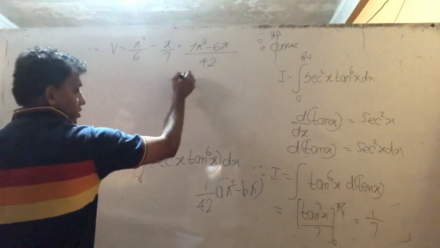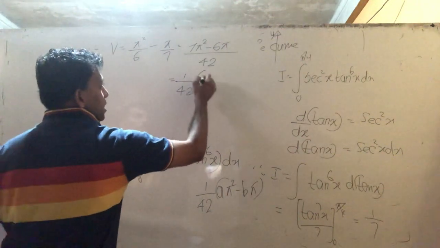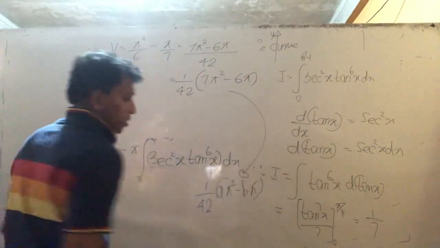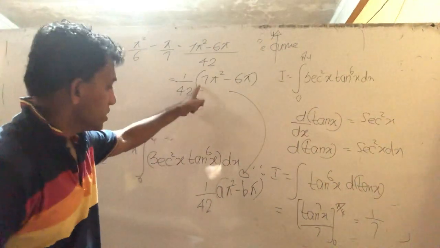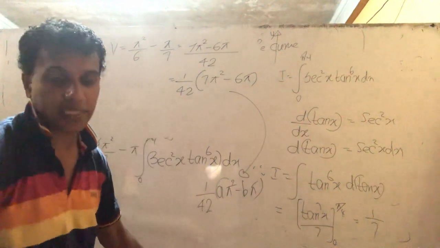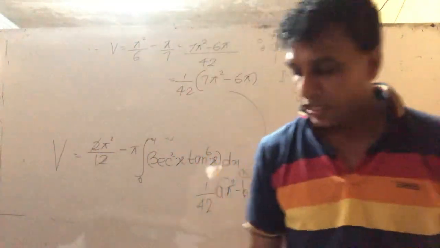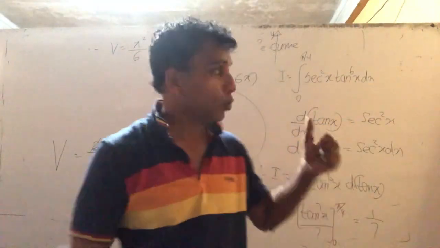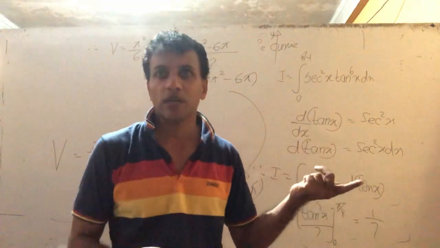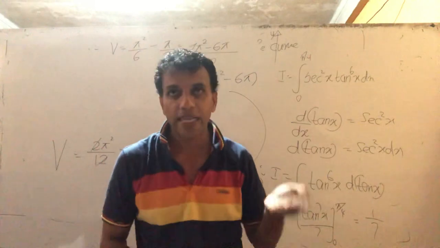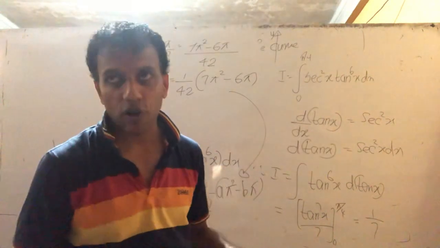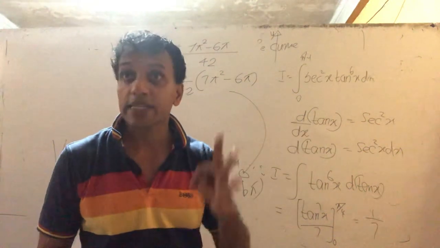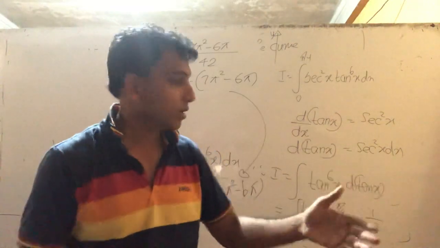If I write this, it is 1 over 42 times 7 pi square minus 6 pi. Compare with the given answer: a is 7, b is 6. This is the solution using the integration application, volume under the curve. In your syllabus, I think they newly joined this in 2018; before that they asked only the area under the curve. The integration applications are area under the curve, volume under the curve, and finding the center of gravity of a solid, that is applied mass. So that's the answer.